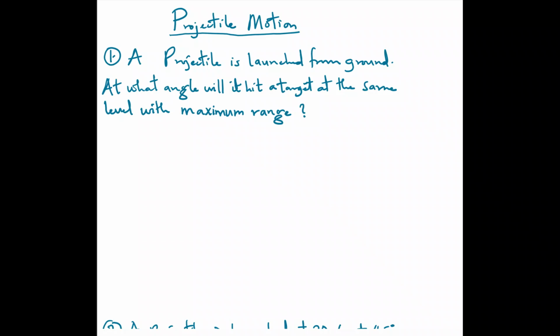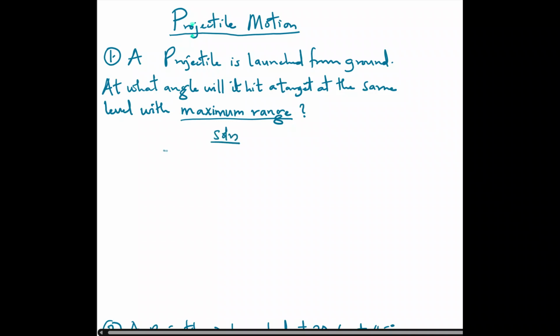Prince Maths and Science class, and in this video I'm going to be doing more examples on projectile motion. In the previous video I talked about examples on projectile motion, but I'm just going to be doing some word problem, guess and answer type of questions. So the first question says, a projectile is launched from ground. At what angle will it hit a target at the same level with maximum range? So we are trying to know at what angle the projectile will move with maximum range.